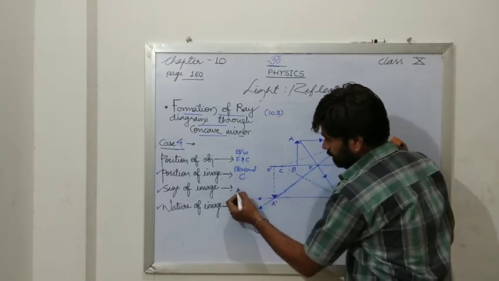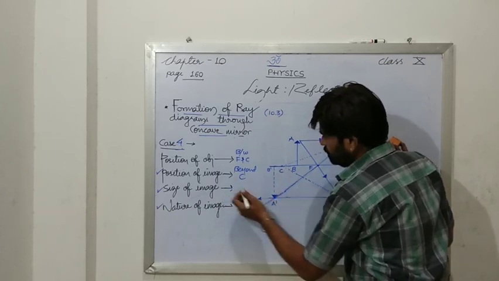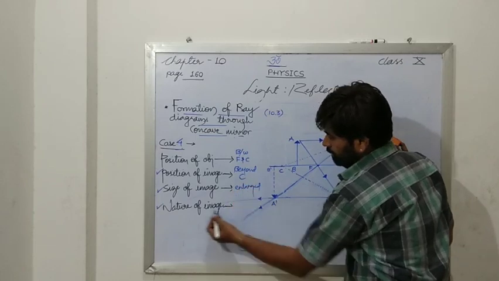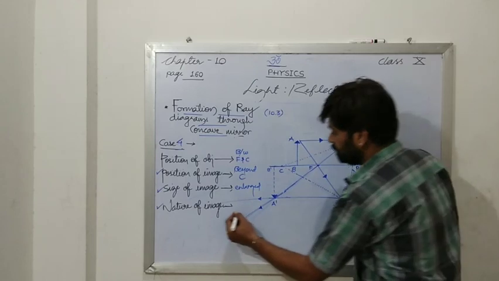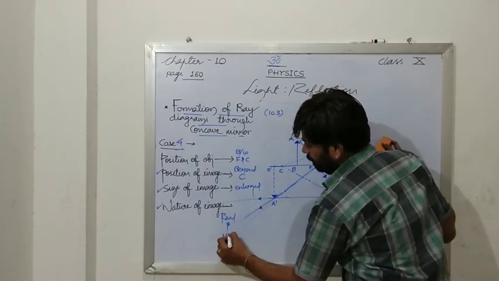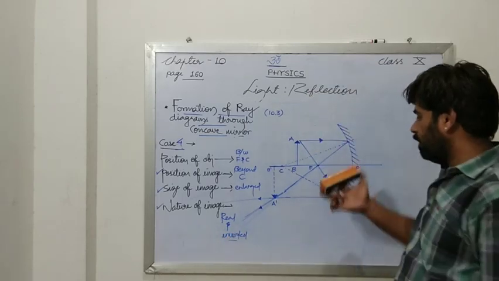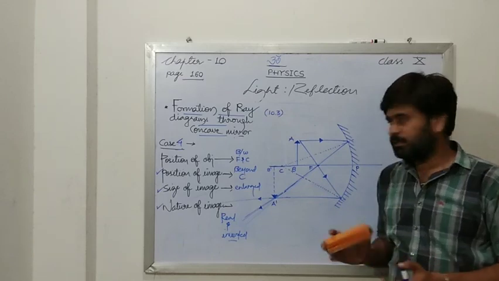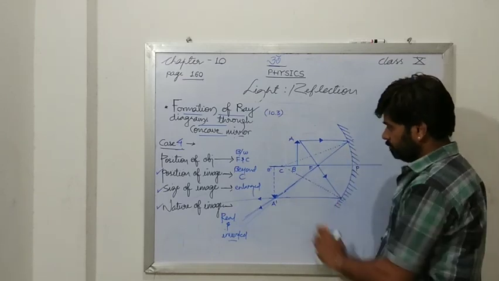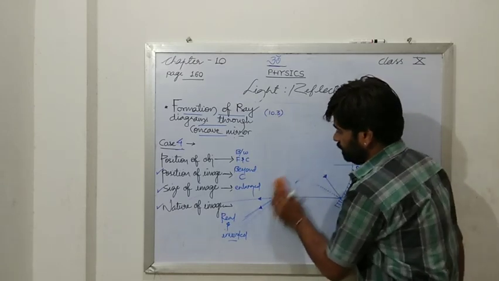Size of the image will be enlarged, or bigger than the object. Then nature of the image, as it is in the front, it will be real and inverted. A very simple one. This was the 4th case, case number 4. I think you got it. So let me rub this and let us move to the next one.